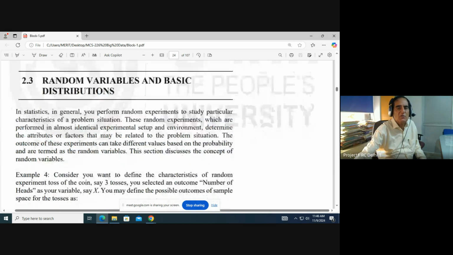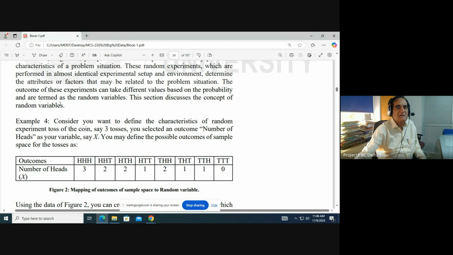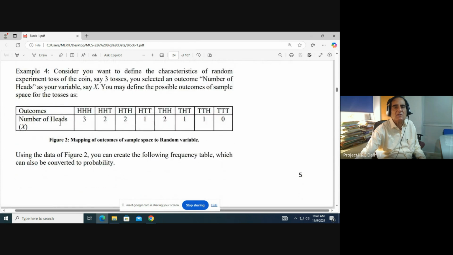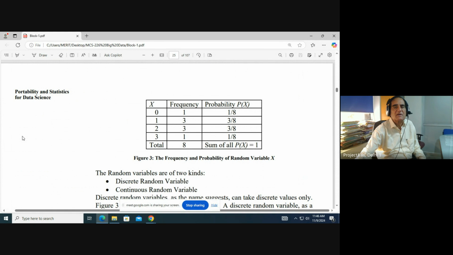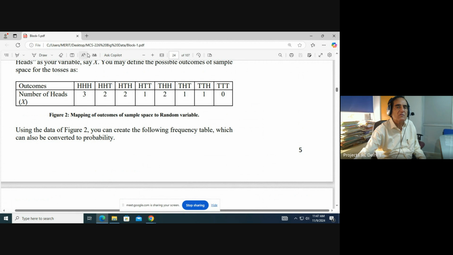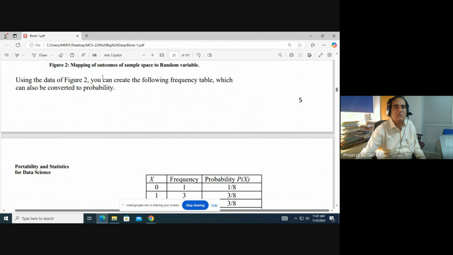Consider you want to define the characteristics of a random experiment. So number of heads, say head, tail, head, tail, head, tail, head. So these are all the possibilities. So using the data in figure 2, you can create the following frequency table. This is the frequency table, 1 by 8, 3 by 8, 3 by 8, 2 by 8.